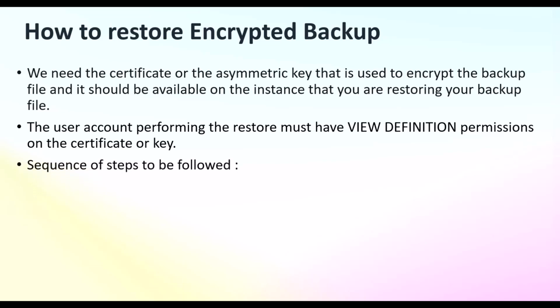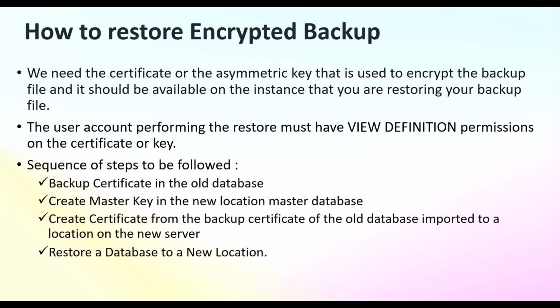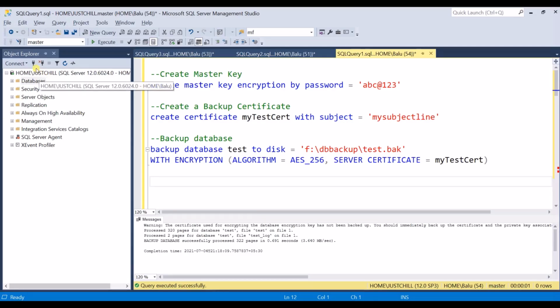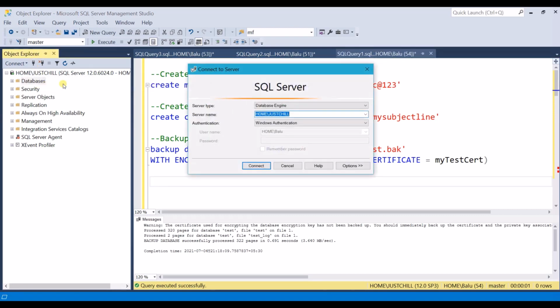And the steps are: first we take a backup of the certificate in the old database, the source instance, and then we create a master key in the new instance, the destination. Then we create a certificate from the backup certificate of the old database, imported to your location on the new server, and then we restore the database. So let's see a demo. Let me connect to another instance.